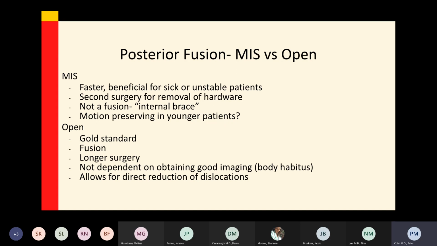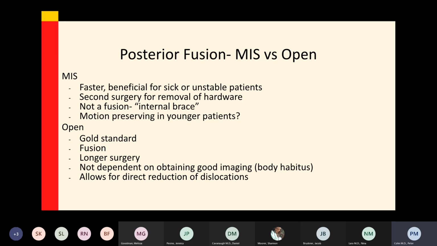Some of the factors to consider for a minimally invasive or percutaneous approach are that generally this is a faster procedure, which can get the patient off the table quicker, and it's beneficial for sick or unstable patients. The percutaneous approach generally involves a secondary surgery for removal of the hardware, because really it's not a fusion surgery. This is really more of an internal brace to hold everything in place while the bone heals. But then the idea would be to remove the hardware so that once the fracture heals, you can potentially allow for motion preservation in younger patients once the hardware is out.